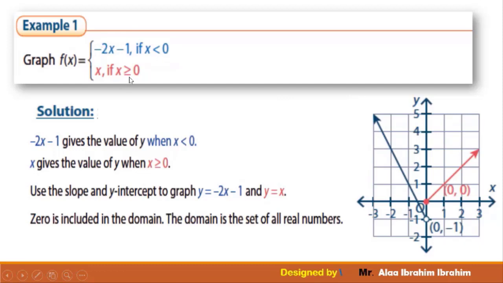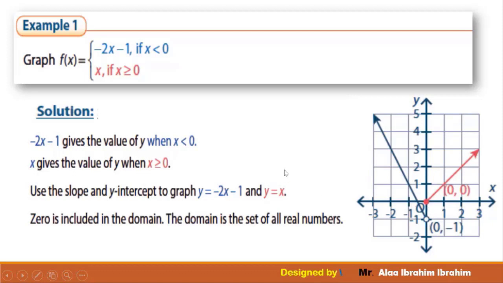Now I go to the other one: 0, 0, and 1, 1. If I put 2, it will be 2, 2, and connect it. Here the equals sign means 0 is included, so I make it a closed circle like this. So this is my graph. Now I have to check my domain. The domain goes in this direction and this direction, so all real numbers. Both the open and closed circles at 0 together mean 0 is included.